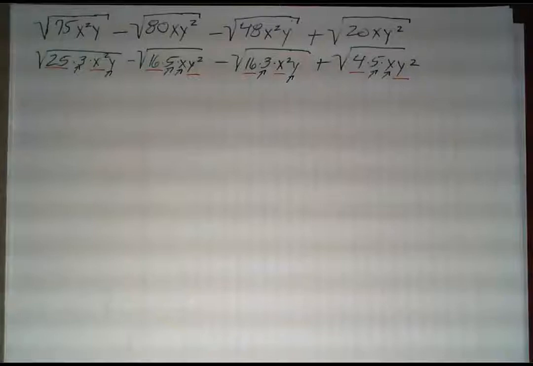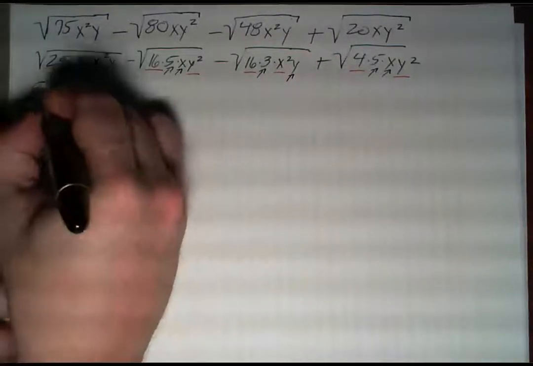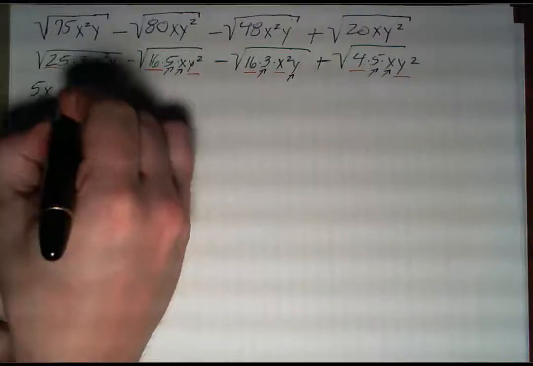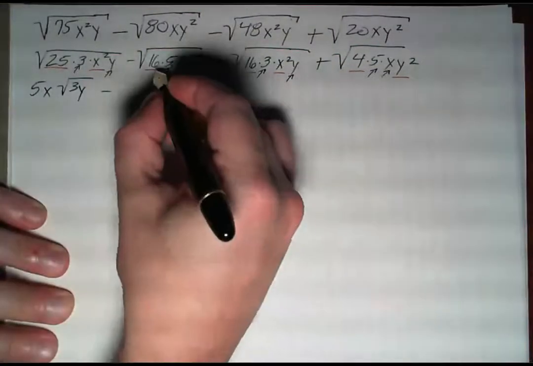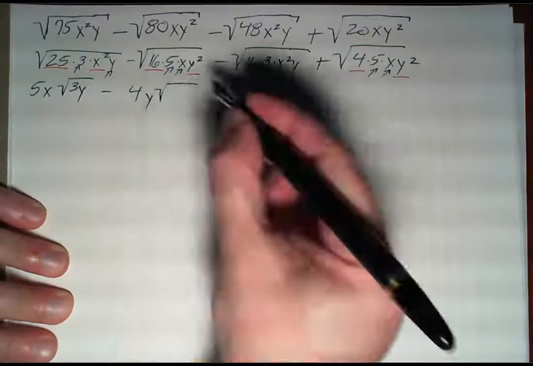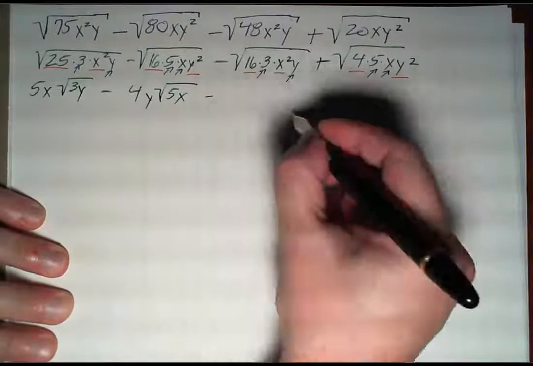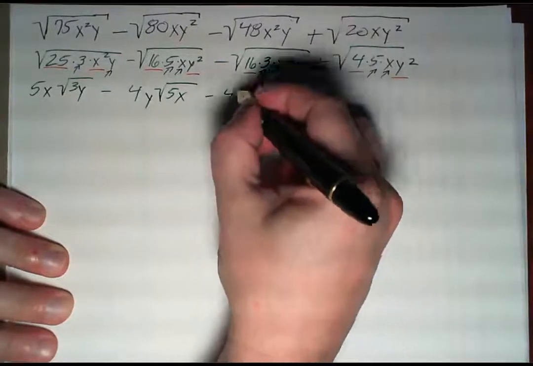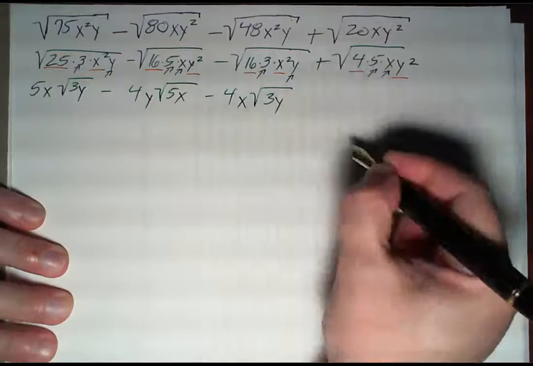So, moving right along, let's go ahead and pull out. Square root of 25 is, of course, 5. Square root of x squared is x, and then underneath we'll still have the 3y. Square root of 16 is 4. Square root of y squared is y, and underneath the radical we still have 5x. Square root of 16 is 4. Square root of x squared is x. Under the radical we still have 3y.